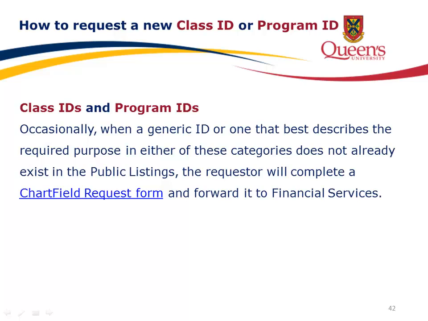Class IDs and program IDs. Occasionally, when a generic ID or one that best describes the required purpose in either of these categories does not already exist in the public listings, the requester will complete a ChartField request form and forward it to Financial Services.